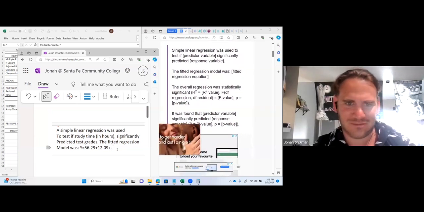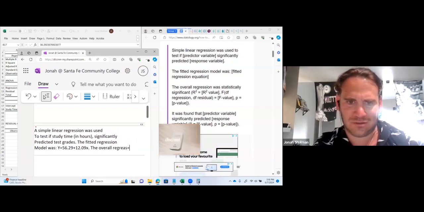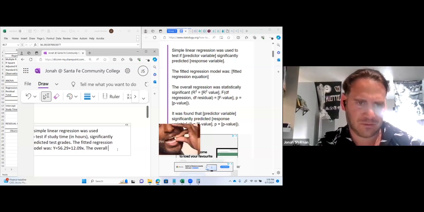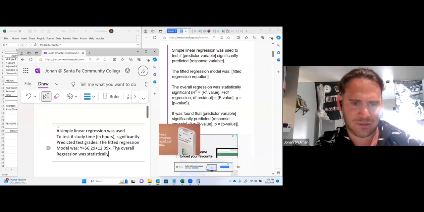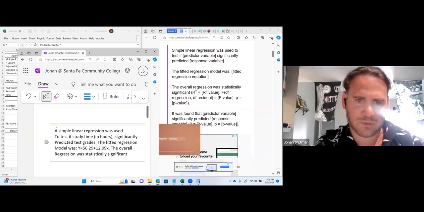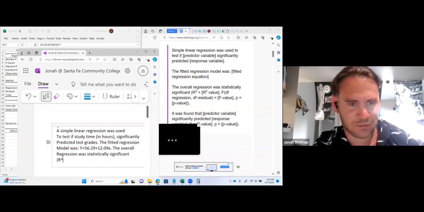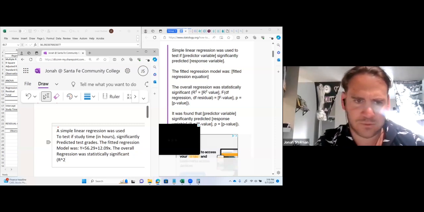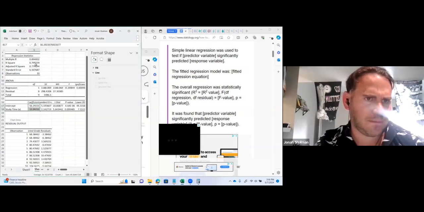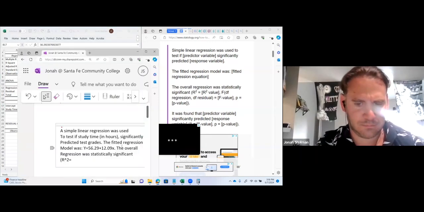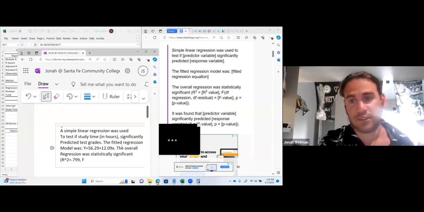So the overall regression was statistically significant. Can you put parentheses? R raised to the 2 equals. So we know our R squared value, we got 0.799, comma, F. This is the F statistic, this is where they were getting.